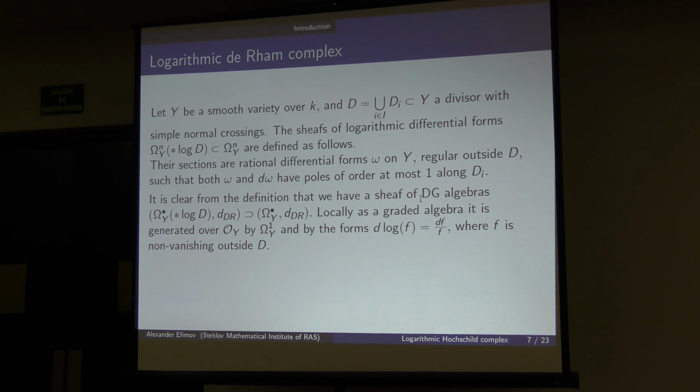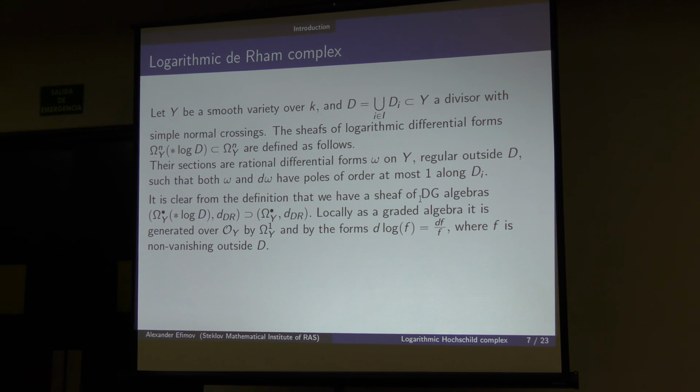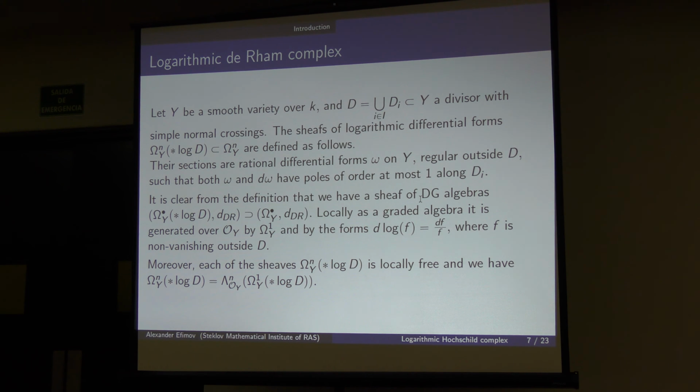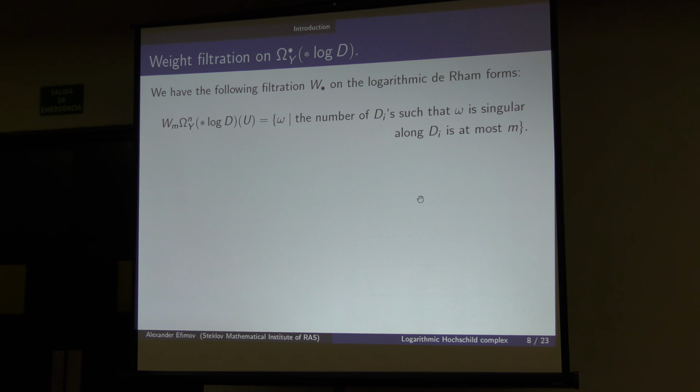And we immediately see from the definition that we have a sheaf of DG algebras which contains the usual regular differential forms, and locally as a graded algebra it is generated over the structure sheaf by the usual one forms and by the forms d log f, where f has zeros only along D and is non-vanishing outside D. It is quite easy to check that all of these sheaves are locally free, and logarithmic n-forms are just the nth wedge power of the logarithmic one forms. So this is standard.